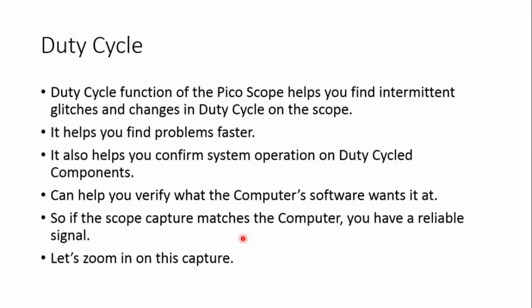All right, so the duty cycle function, the Picoscope, it's pretty cool. I like it. It helps you find intermittent glitches and changes in the duty cycle on the scope. It helps you find the problems faster. It can also help you confirm system operation on duty cycle components. It can also help you verify what the computer software wants it at. So if the scope capture matches the computer, you have a reliable signal. So let's zoom in on that capture.